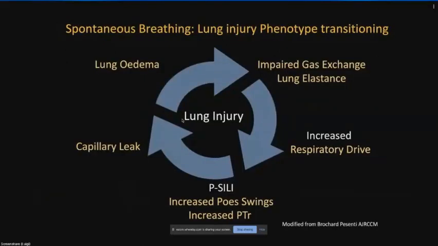So I think this can lead to a vicious circle where the impaired gas exchange and the low lung elastance lead to an increase in respiratory drive, which increases the esophageal swings and increases the transpulmonary pressure. That leads to capillary leak and, in a very inflamed lung, edema, which perpetuates the lung injury.